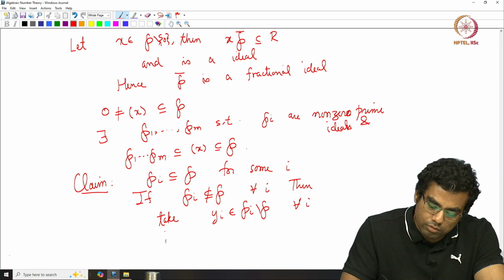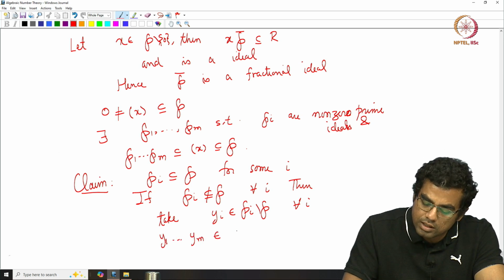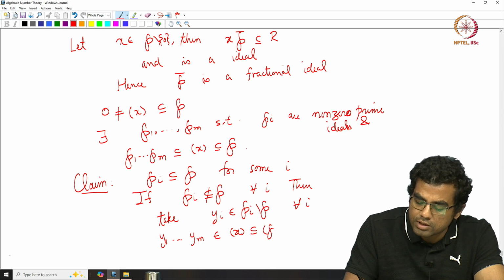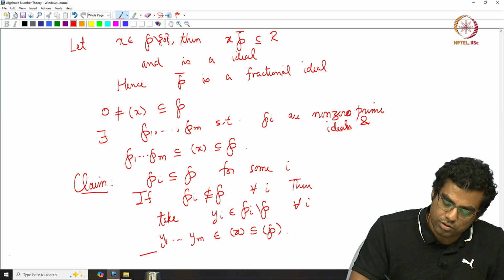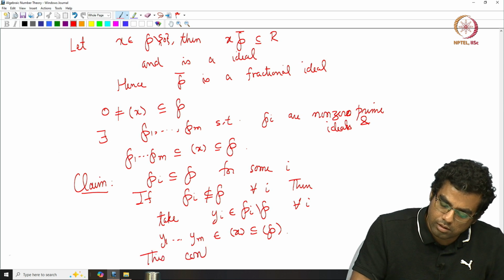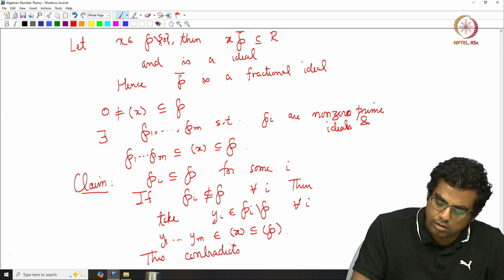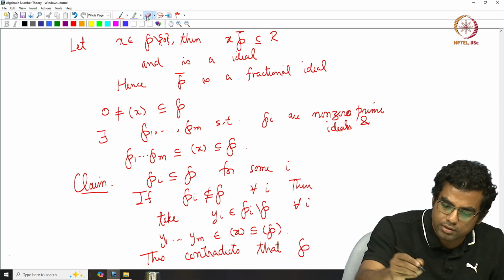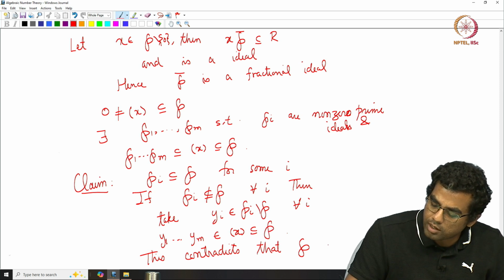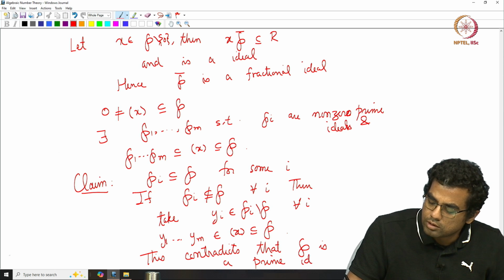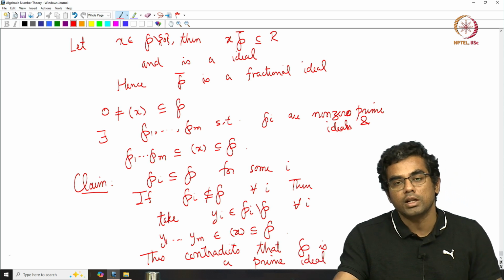Then I take y1 up to ym, this is contained in the ideal generated by x, which is contained in P, and that contradicts that P is a prime ideal. Sorry, I do not need to put brackets around this. Okay. So, this proves the claim.